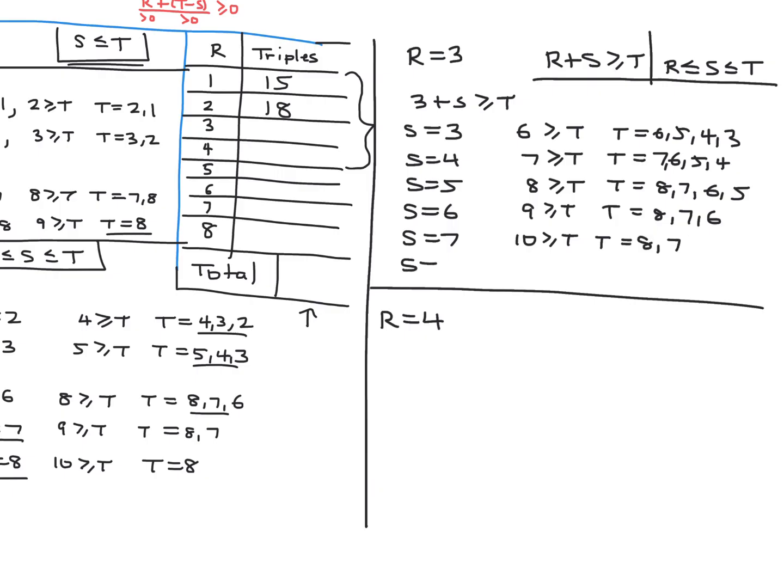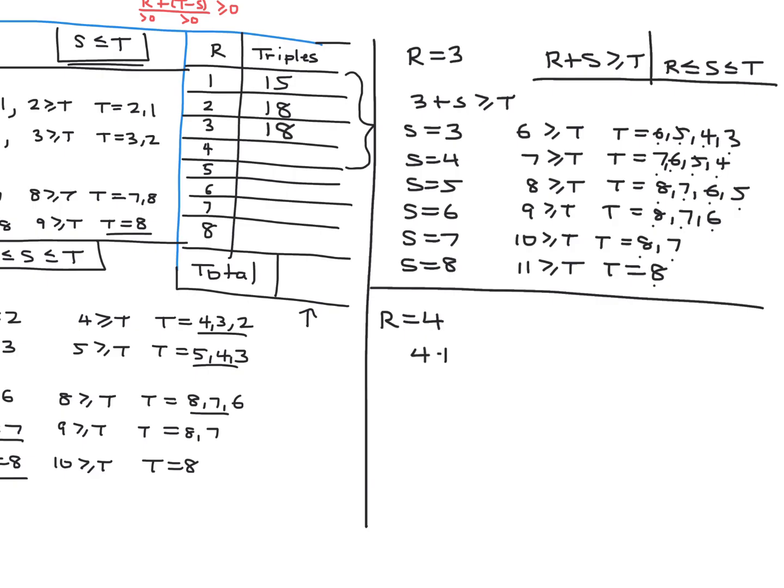And then finally, when s is 8, 11 is greater than or equal to t, so t is equal to 8. So how many do we have? 1, 2, 3, 4, 5, 6, 7, 8, 9, 10, 11, 12, 13, 14, 15, 16, 17, 18. So 18 goes there. And then one more I'll do for you.